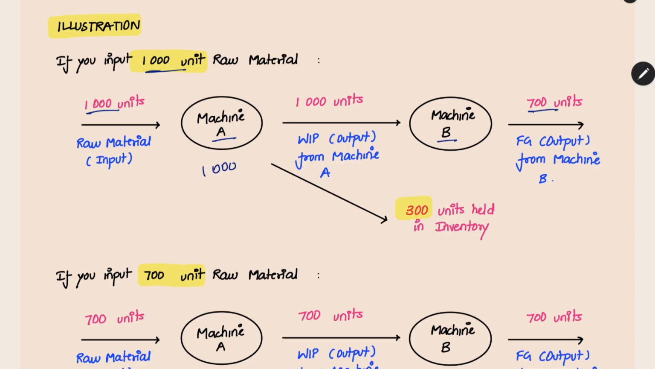So, remaining 300, what you will do? You cannot put it into machine B. So, you will keep it in the inventory. For this keeping in inventory, you will incur the inventory holding cost. That is one more point which you have to note here. The maintenance, rent, electricity, security charges which you have to incur for maintaining inventory. That you have to incur.